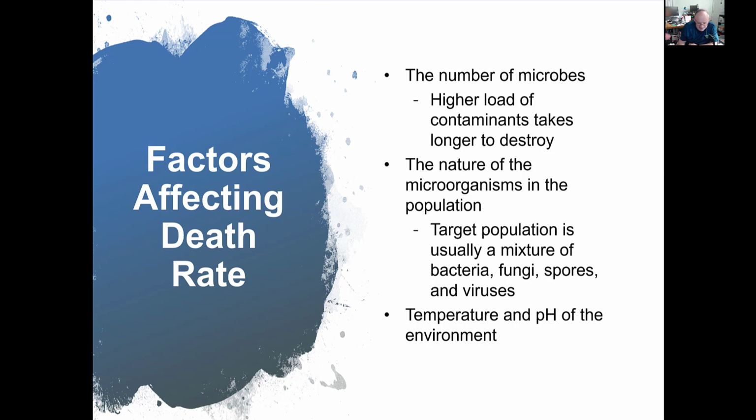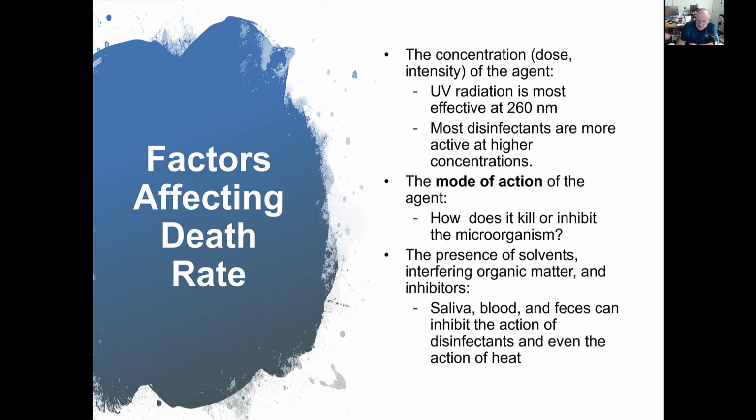Well, it's bioavailable. The chemical didn't get to it because the bacteria had packed in so tight and that sort of thing. The target population is usually a mixture of bacteria, fungi, and spores. Temperature and pH of the environment, all sorts of things can affect these, so all those have to be taken into consideration. If you're using UV radiation, it's effective at 260 nanometers, because that's what damages the DNA or causes thymine dimers we talked about.